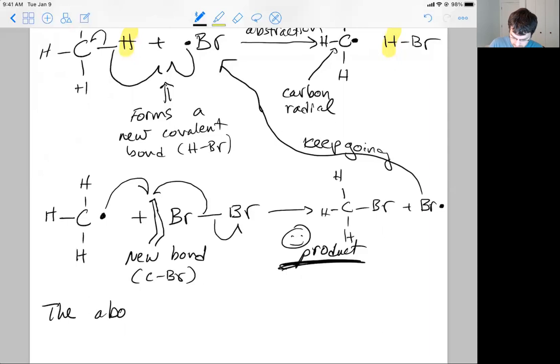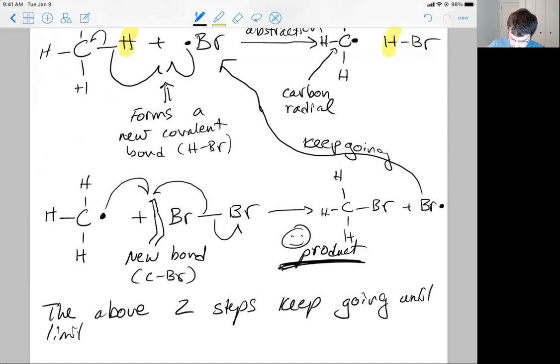The above two steps keep going until the limiting reagent is consumed. Well, this is great. We're going to keep doing this until usually our methane is consumed and we have only the brominated methane product. So we keep going and going and going.